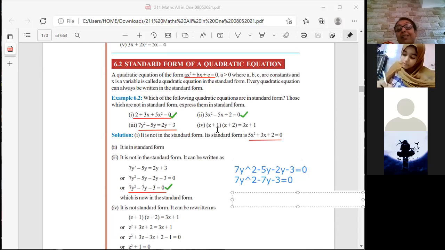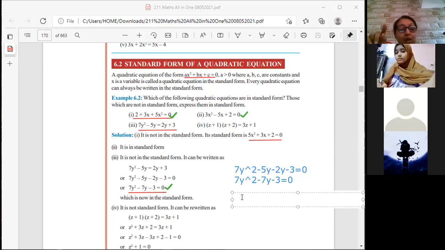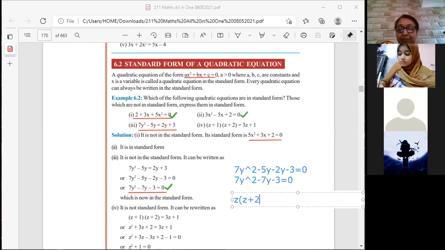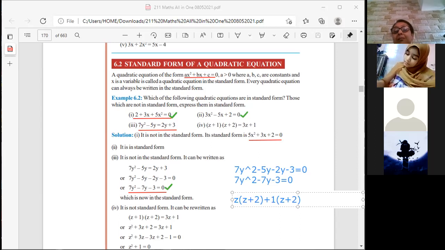(z + 1)(z + 2) = 3z + 1. Now, I've always told you when there are two brackets, what are we supposed to do? Take the first term of the first bracket, multiply it with the second bracket, close the bracket, then go back to the first bracket, take whatever is remaining in the first bracket with the sign, and multiply it with the second bracket. You remember we keep doing this? I don't think there should be any problem if you're multiplying two brackets. Is it going to be a problem?